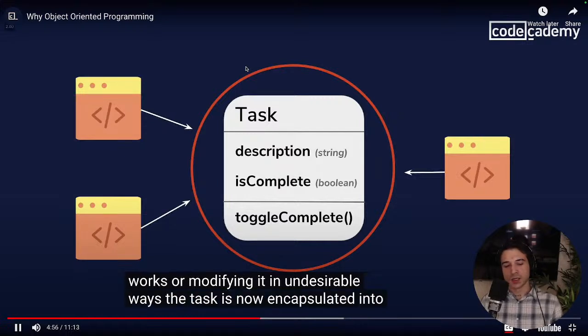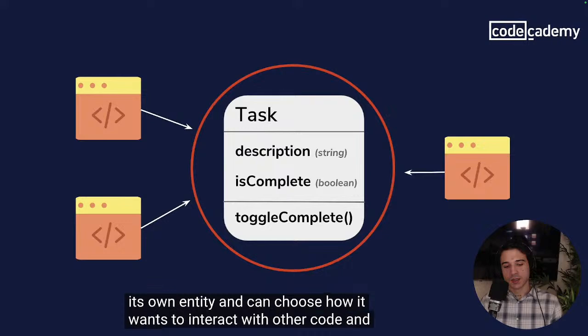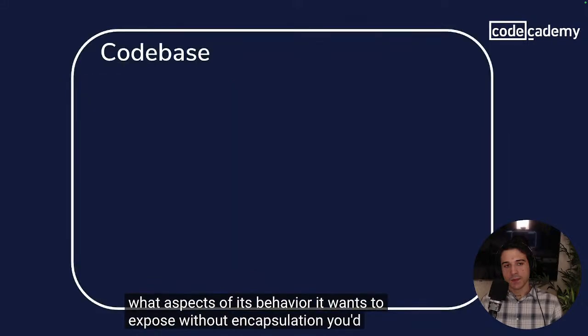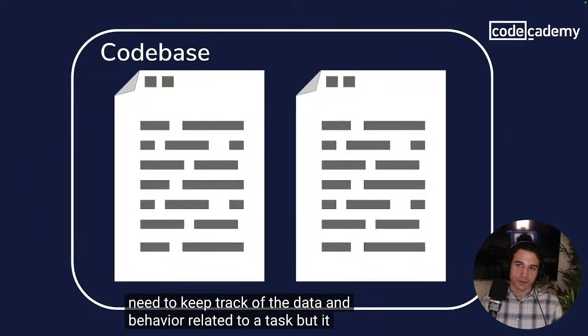The task is now encapsulated into its own entity and can choose how it wants to interact with other code and what aspects of its behavior it wants to expose. Without encapsulation, you'd still need to keep track of the data and behavior related to a task, but it would be all jumbled throughout your program.